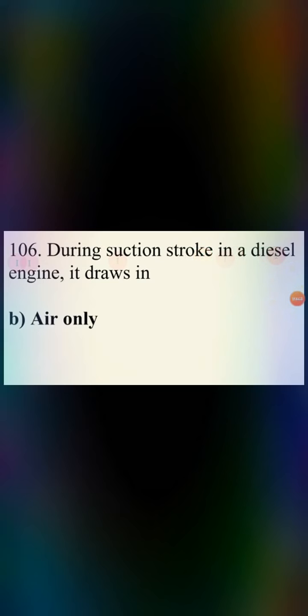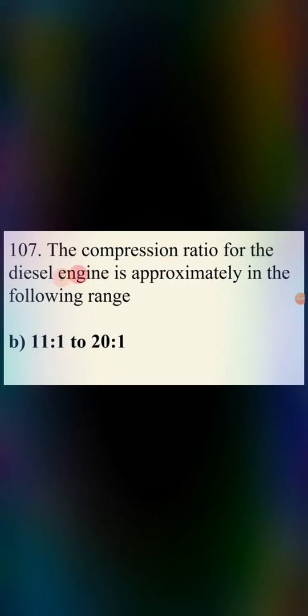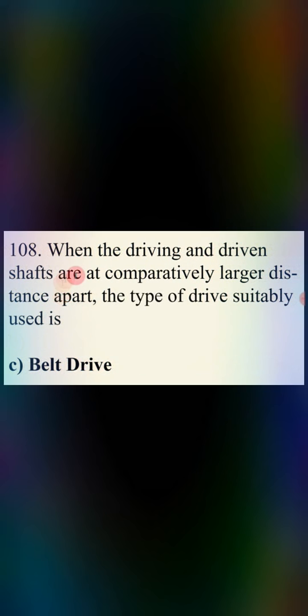During the suction stroke in a diesel engine, it draws air only. The compression ratio for the diesel engine is approximately in the range of 11:1 to 20:1.